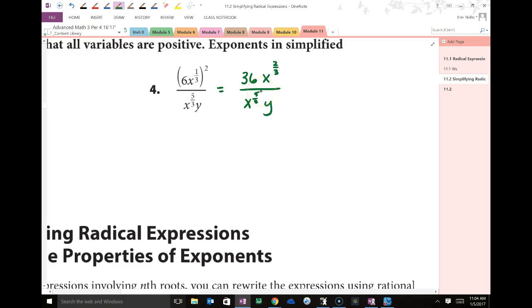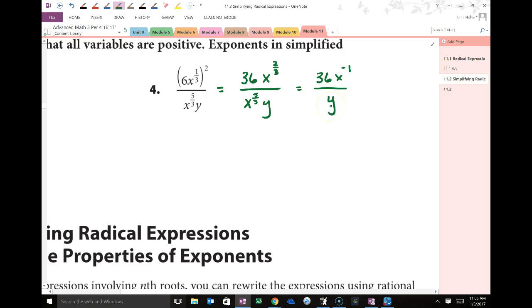Okay, so now, sorry, that's a 5/3. 5/3. Okay, so now what am I going to do? Okay, good. So the x's, we're going to subtract. 2/3 minus 5/3. What's 2/3 minus 5/3? So negative 3/3, which is 1.